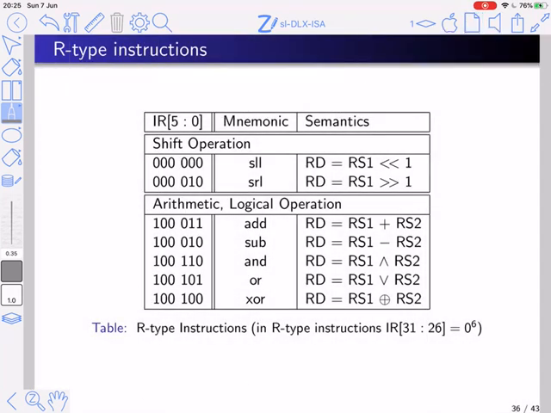R-type instructions, we have shift operations, shift left or shift right by 1 position, and we have the arithmetic and logical operations of addition, subtraction, AND, OR and XOR. These are our R-type instructions. Notice that in all these instructions, the opcode is all zeros, 6 bits of zeros, and you can tell which instruction you're actually doing by looking at the function field, which is the 6 least significant bits of the instruction. Okay, they tell us whether we're doing a shift to the left, a shift to the right, etc.